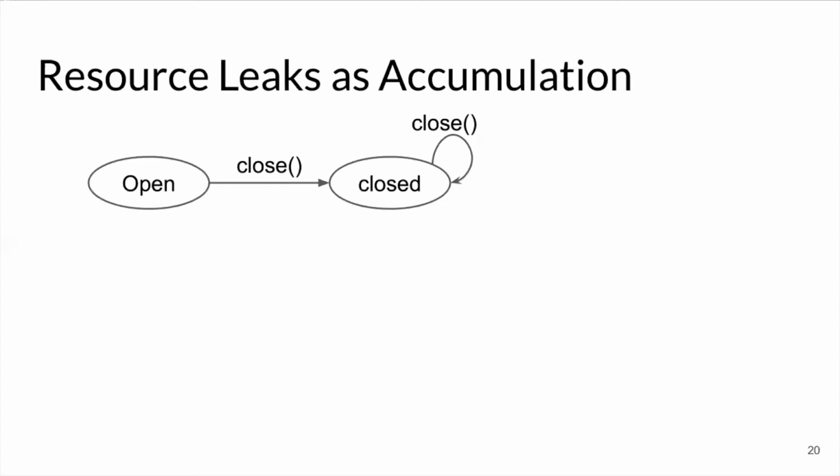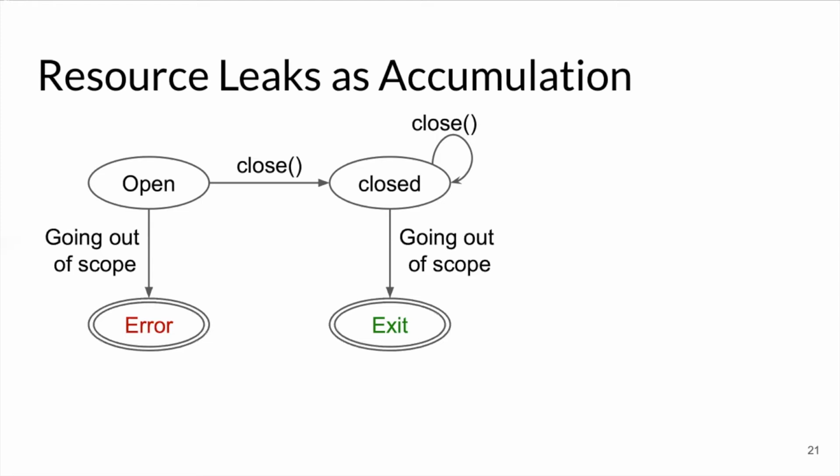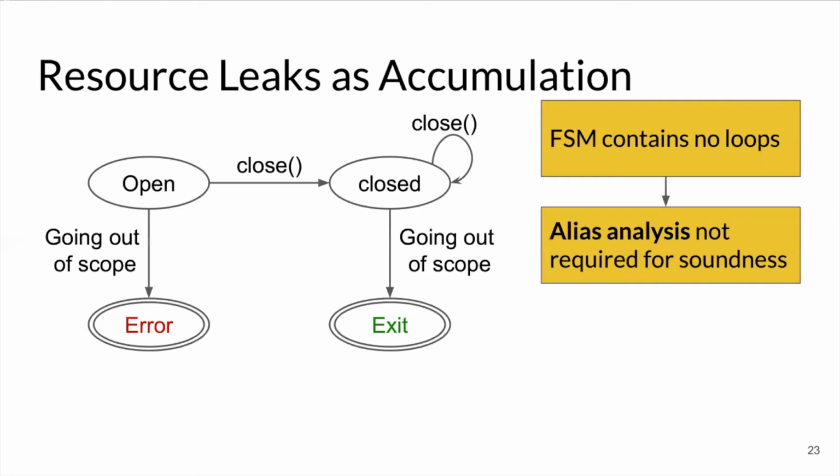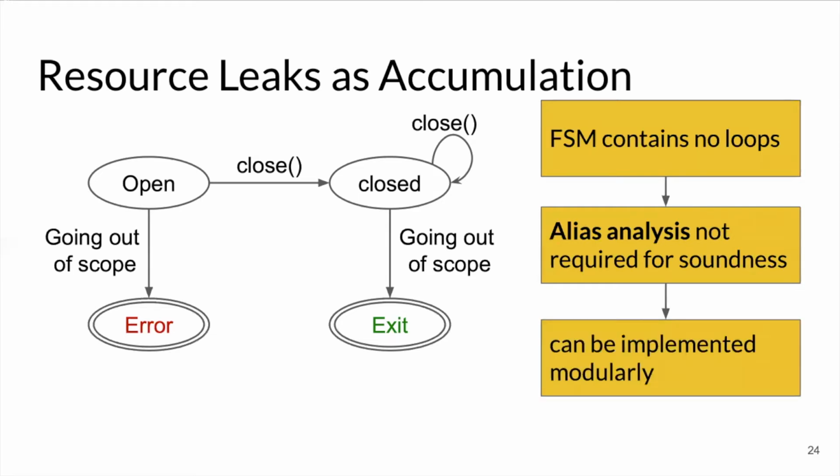But how can leak detection be an accumulation problem? We know that the resource is released by calling close on it. And if close is not called on the object before its reference becomes unreachable, then we have a resource leak. So if we assume that being unreachable or going out of scope is an operation, then the FSM looks like this. As you can see, we don't have any loop except a self loop. So we can say that checking resource leaks is an accumulation problem. And a recent study showed that accumulation analysis doesn't require alias analysis for soundness. And because of that, it can be implemented modularly.